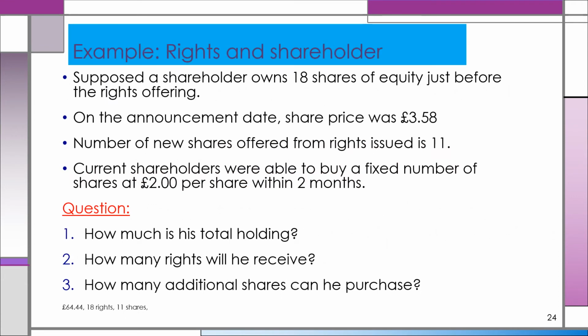Let's look into an example on how rights issue can impact the shareholders. This example is related to the example on Royal Bank, just that we are looking from the perspective of shareholders. There are three key questions that are important to shareholders. How much is his total holdings? How many rights will he receive? How many additional shares can be purchased?